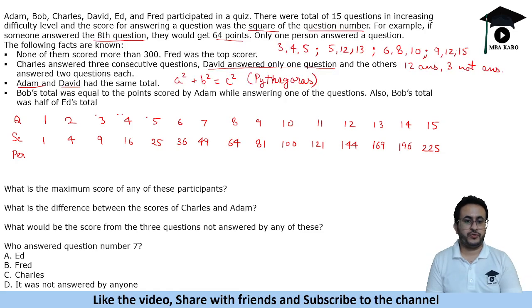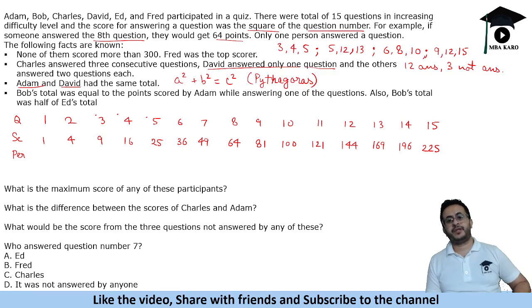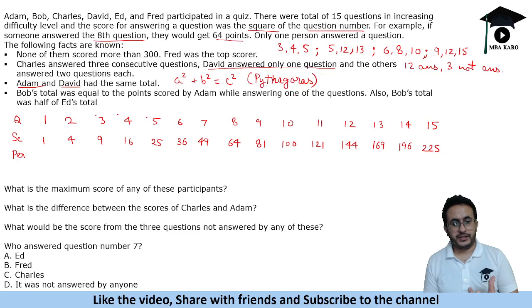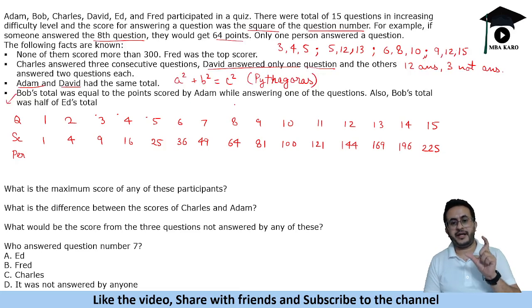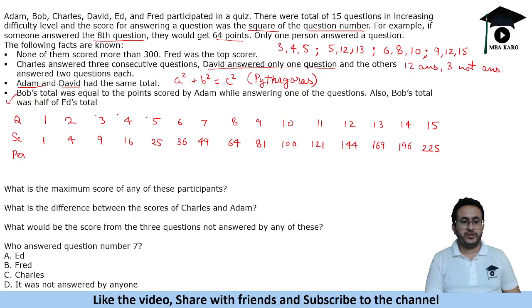Now it says Bob's total was equal to points scored by Adam while answering one of the questions. Bob has answered 2 questions. His total was equal to the points scored by Adam while answering one of the questions. So Bob, let us say, answered question number X and Y. So Bob's score is X square plus Y square, that is equal to points scored by Adam while answering one of the questions. So let us say Adam answered one A and B.